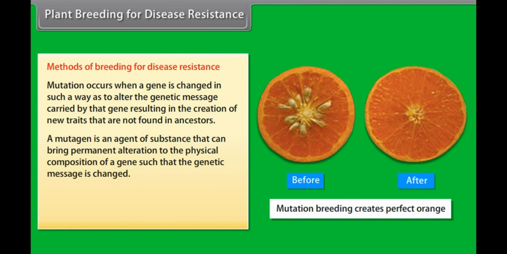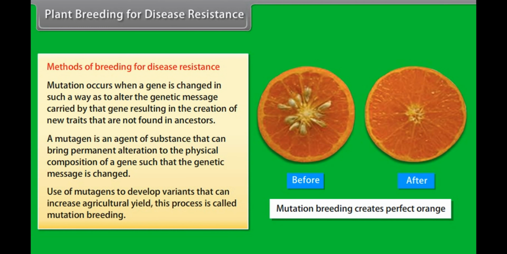A mutagen is an agent or substance that can bring permanent alteration to the physical composition of a gene such that the genetic message is changed. Use of mutagens to develop variants that can increase agricultural yield. This process is called mutation breeding.